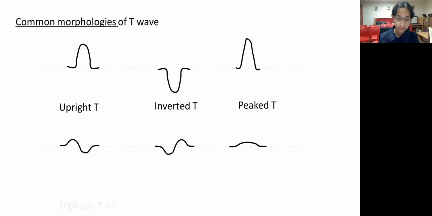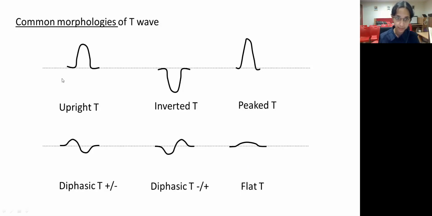Yes, so it's a diphasic T wave, and you can see here sometimes you can have a positive and a negative, or a negative and a positive. Both are diphasic T waves. And the last one, yes, so this is a flat T wave. So T wave morphologies can vary.